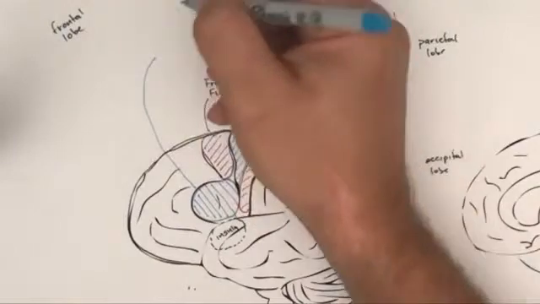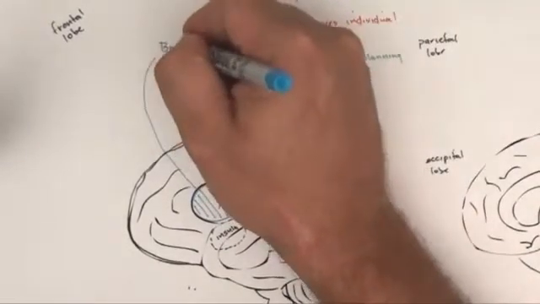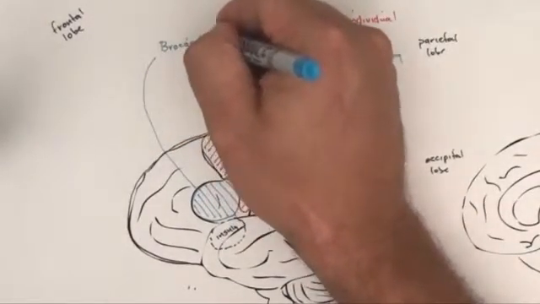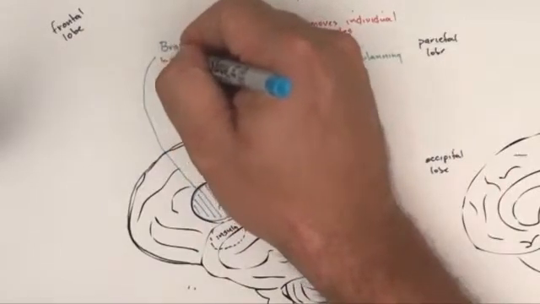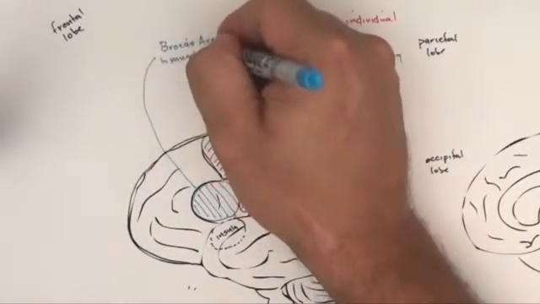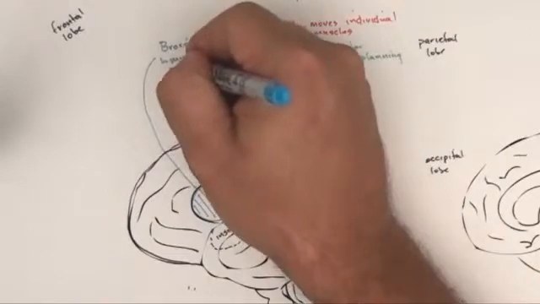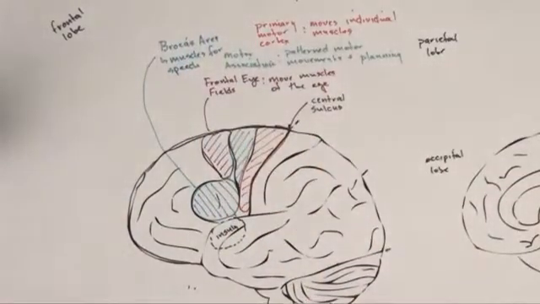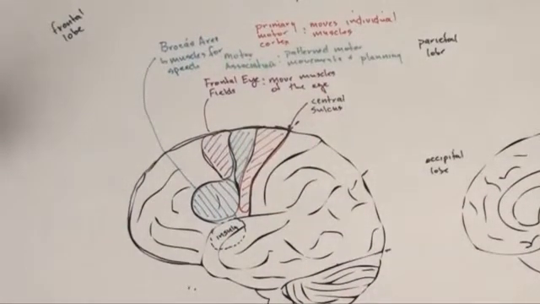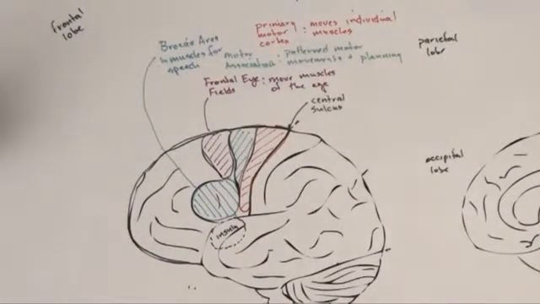And that's called Broca's area. And we're just going to put muscles for speech. So it doesn't think of what you're going to say, but once you've thought of what you're going to say, it actually moves the muscles of the mouth and the tongue and the throat so that you can create speech.